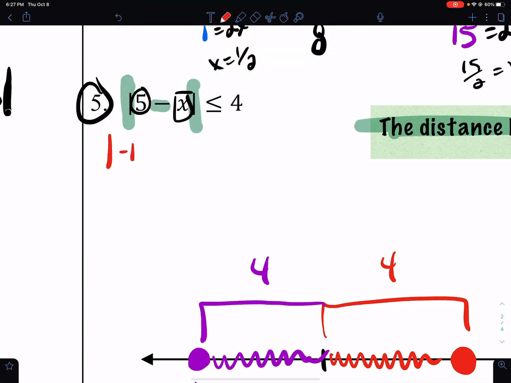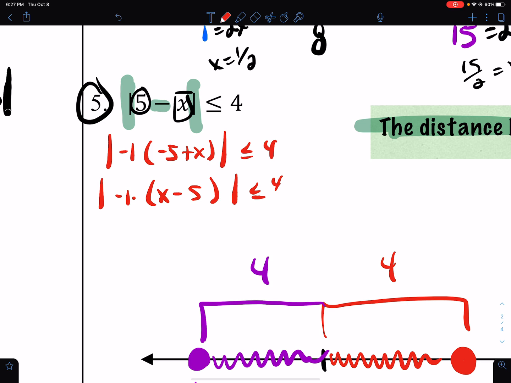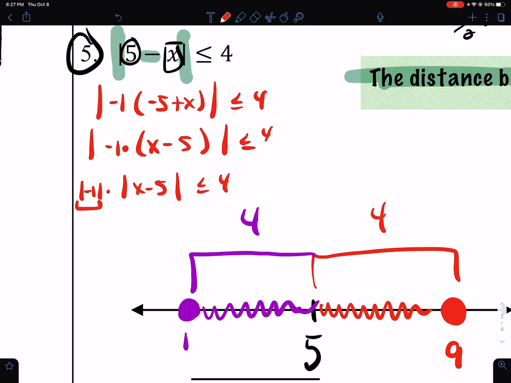If I factored out a -1 on the inside, I'd have -5 plus x. And then I like to rearrange that as -1 times x minus 5. So then we have this product here. So I can take the absolute value of the first number and multiply it by the absolute value of the second factor. And we know the absolute value of -1 is just equal to 1. So we have rearranged this into the absolute value of x is less than or equal to 4 times the absolute value of x minus 5. And that's what I'd like us to see.